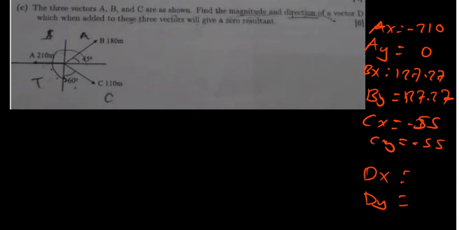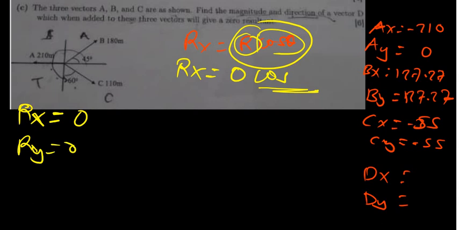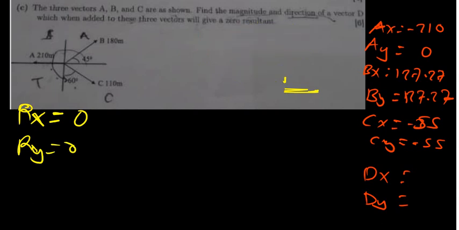Okay, I don't know the angle, and I want to find Rx. I have got 0 because I don't know the angle. Even if I get anything here, this is still 0. 0 times anything, I'm going to get what? 0. Meaning that Rx is 0, Ry is also 0. Then you add them now.